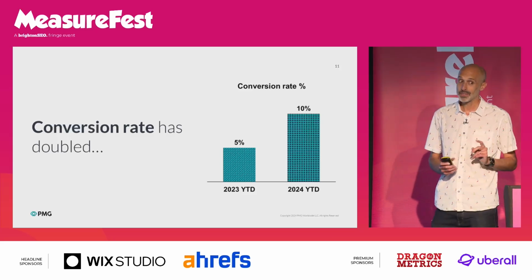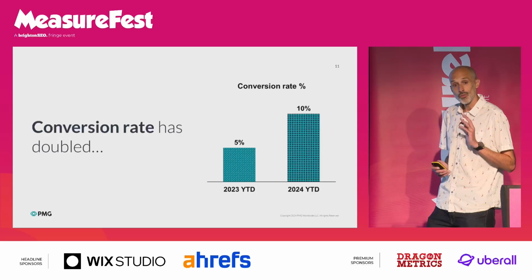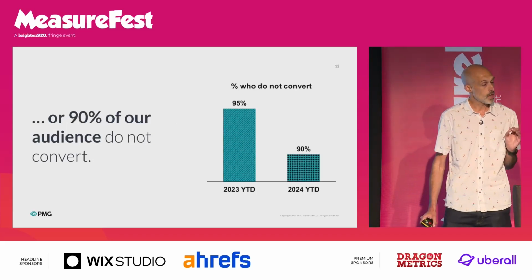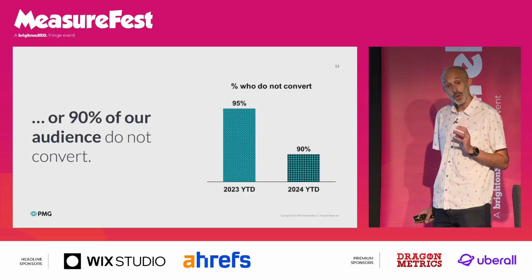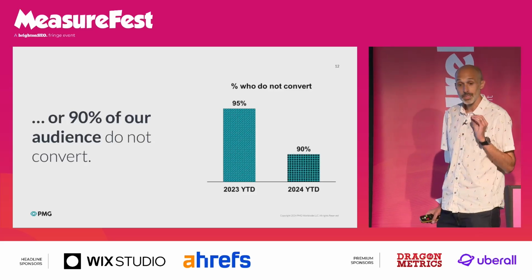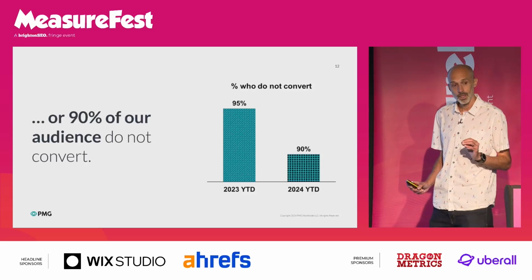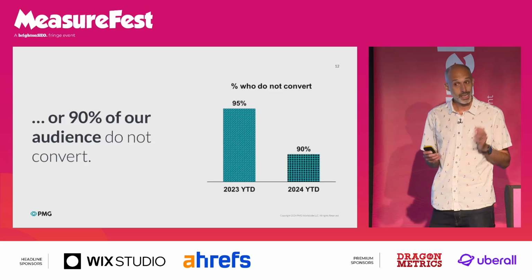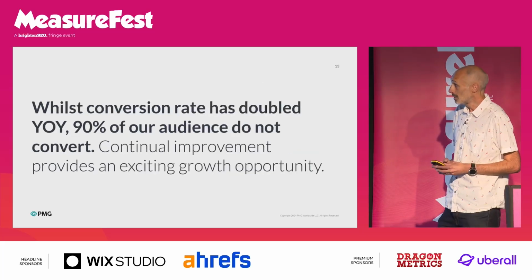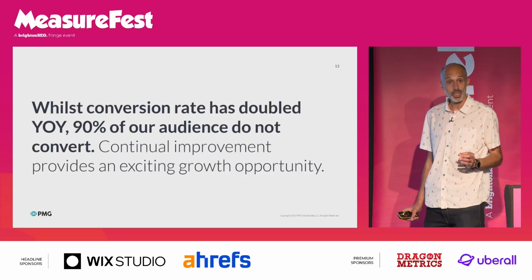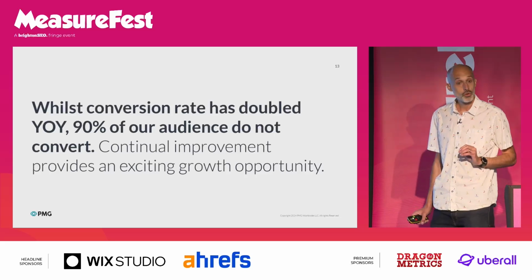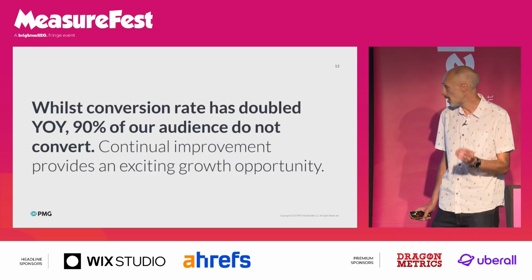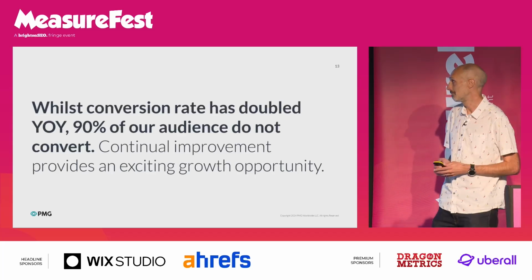However, what if we framed this visualization slightly differently? Rather than looking at conversion rate, what if we looked at the percentage of audience who do not convert? Granted, there's been an improvement from one year to the next, but the fact remains that 90% of our audience do not convert. Seeing both sides of the coin really helps us to elevate our visualization. Not only that, elevate the insights that come from it as well. So we now know that whilst conversion rate has doubled year on year, 90% of our audience do not convert, and that continual improvement provides us with an exciting growth opportunity. So clearly a job to be done.